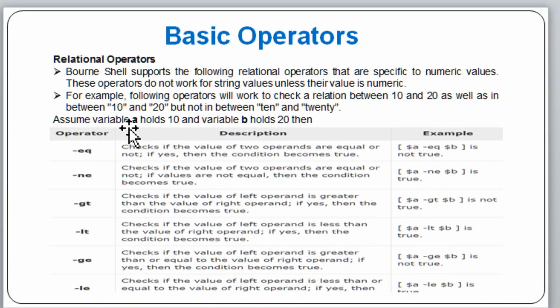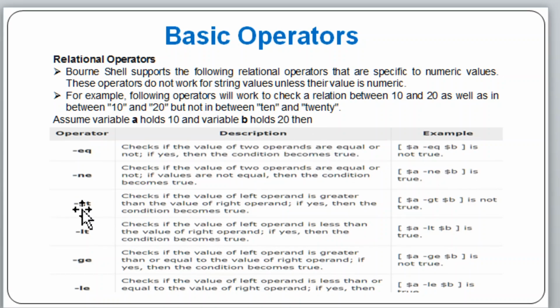So let's assume variable a holds 10 and variable b holds 20, and we're going to look at this. So saying dash eq or equals checks if the values of the two operands are equal. So if a is equal to b, it's not true, right? 10 is not equal to 20, so it's not true. We have ne, which stands for not equal, so it checks if the values of the two operands are equal or not. If the values are not equal, then the condition becomes true. So variable a is not equal to variable b. This is true. 10 is not equal to 20.